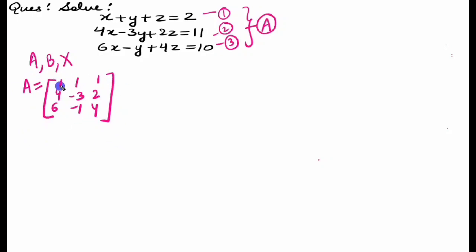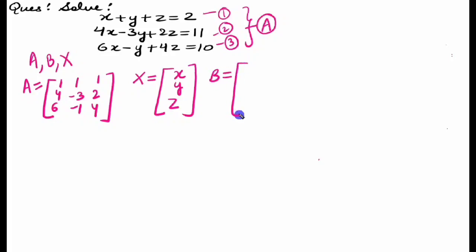Now after that we will be forming the matrix X. What will matrix X be? Here there are 3 variables x, y and z. We will write down these 3 values x, y and z. These 3 variables x, y and z when written column wise will give me the matrix. Similarly, we have to form the third matrix B, which is again a column matrix and which will consist of all the constant terms here.